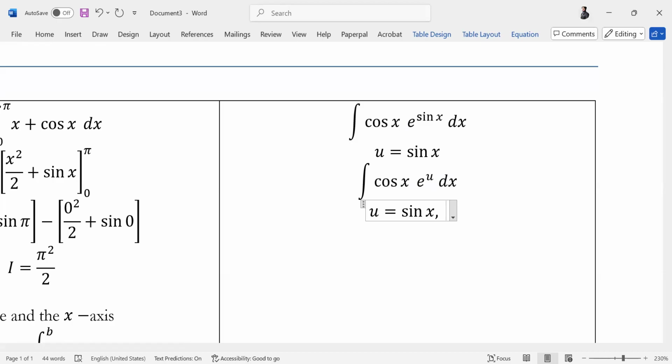du. If I differentiate this, I get du by dx, which is cos x.